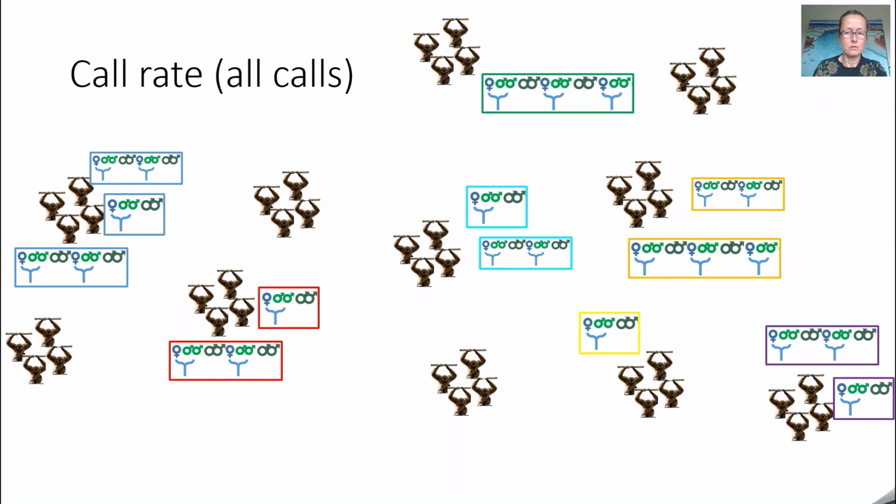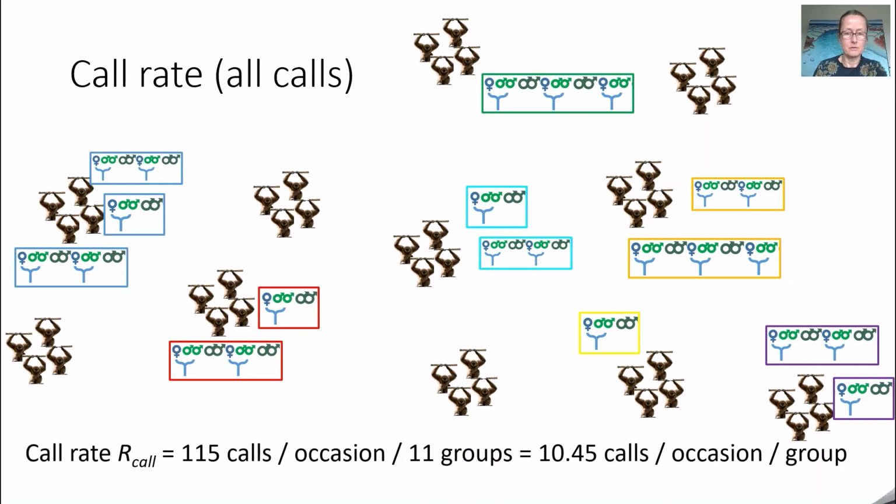When including all calls as the detection units, we include all calls for estimating the call rate. In this example, 115 calls were made by the 11 groups. Hence the rate is 10.45 calls per occasion per group.